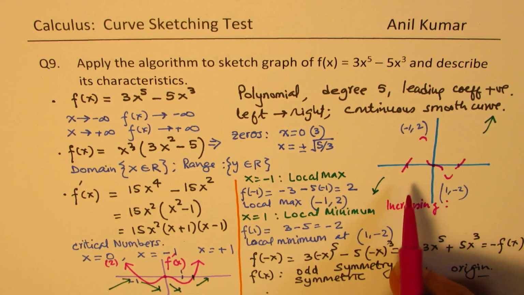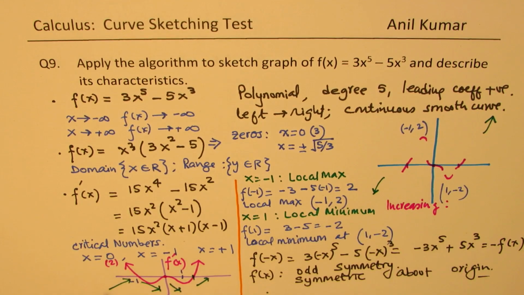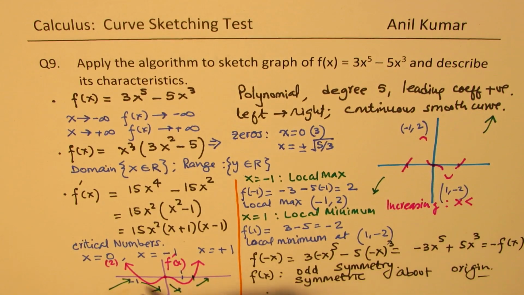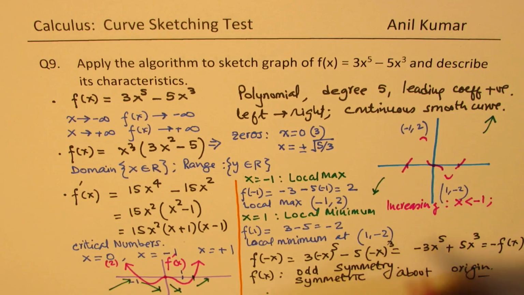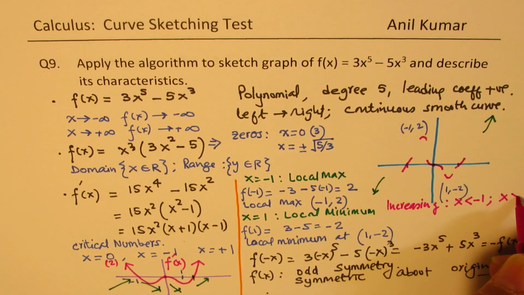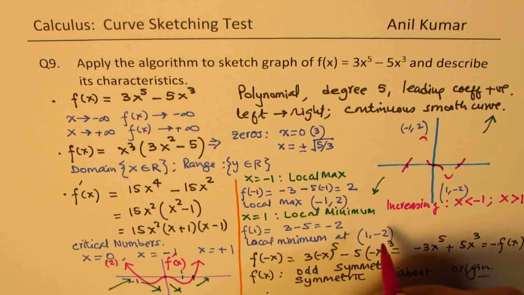So the function is basically increasing in the interval when the derivative is positive. So that means it is increasing when x is less than minus 1, correct? And then it is positive when it is greater than 1. So when x is greater than 1, it is increasing.